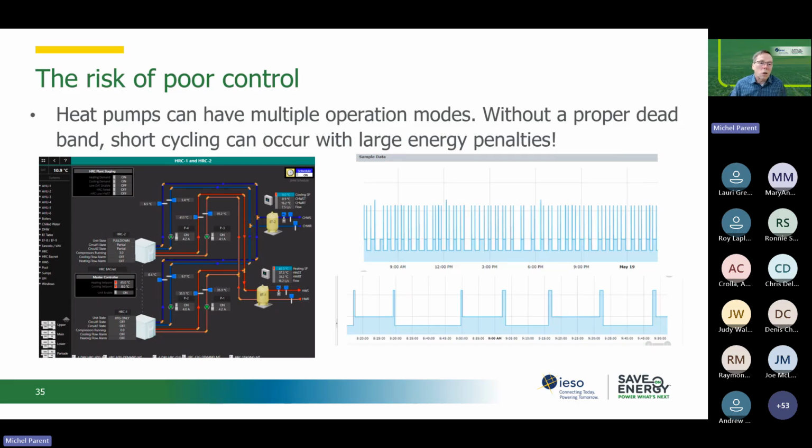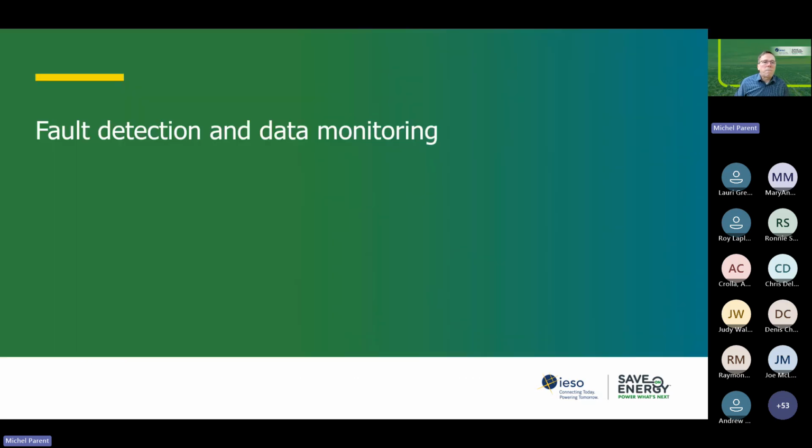So you need to make sure that you trend, especially for systems that have multiple modes of operation. This type of system has 4 or 5 modes of operation, can result in heating, cooling, and then heat recovery mode, and then defrost, and then back to heating. So you got to be very careful.